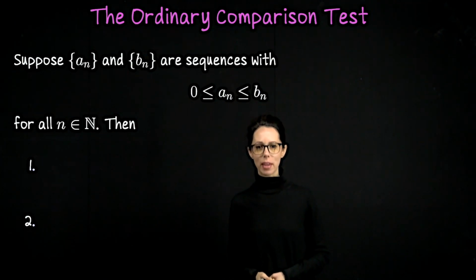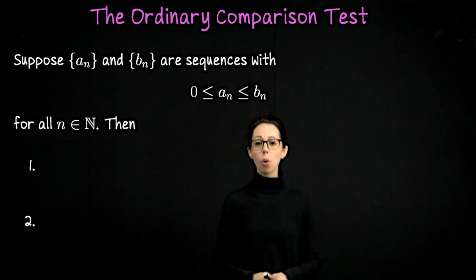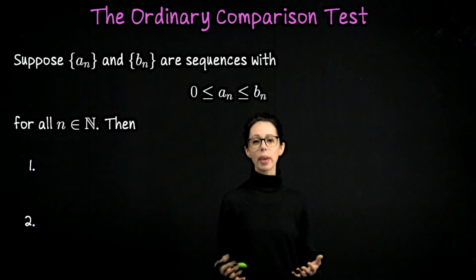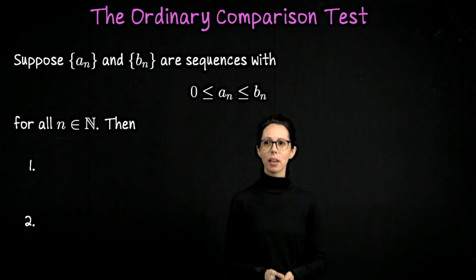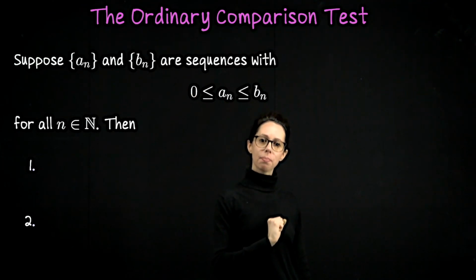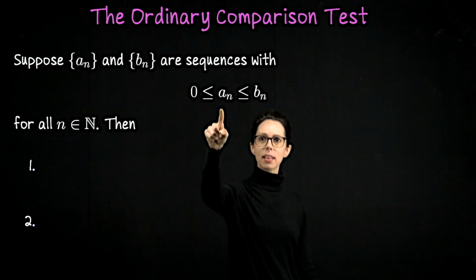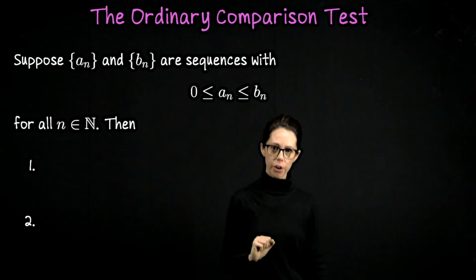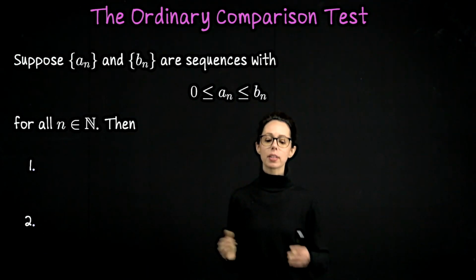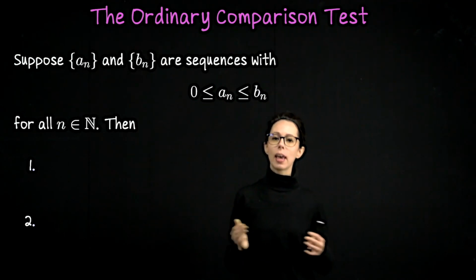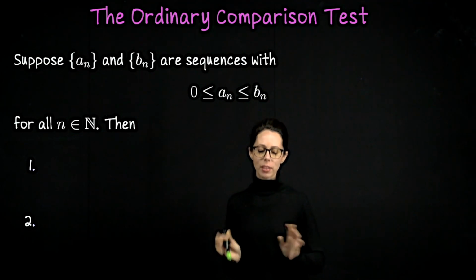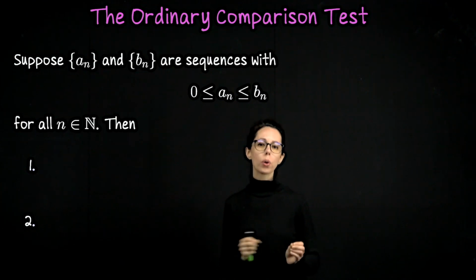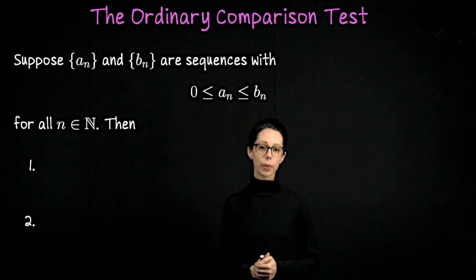Okay, here's the statement of the ordinary comparison test. We're going to make a comparison. So what we have are two sequences of terms, an and bn. Both are non-negative, and an is less than or equal to bn for all terms in each sequence. In other words, a1 is less than or equal to b1, a2 is less than or equal to b2. That's how you can read that inequality. So we have this relationship between all corresponding pairs of terms from each sequence.